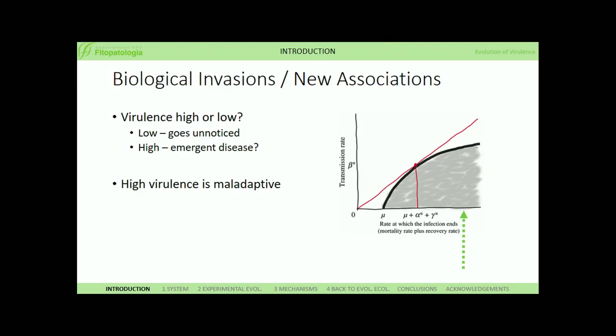Well, it's going to end up somewhere not at the optimum, probably. So it could be too low. If it's too low, then you probably won't even notice that there's a pathogen there. If it's too high, then you may have an emergent disease. It may be this big problem like Ebola or HIV or whatever. So in principle, high virulence here is maladaptive, and you'd expect selection towards this optimum.